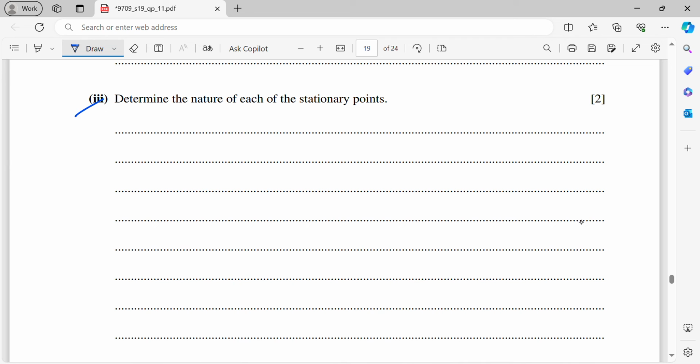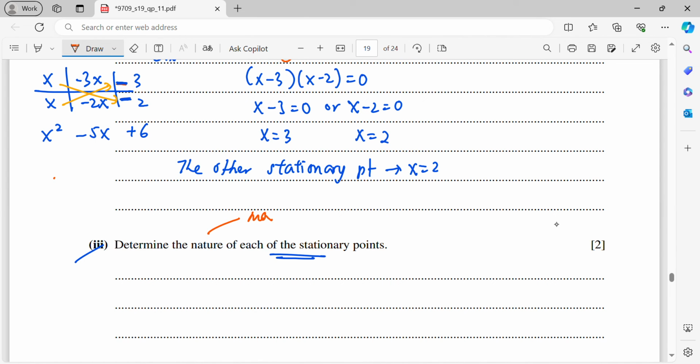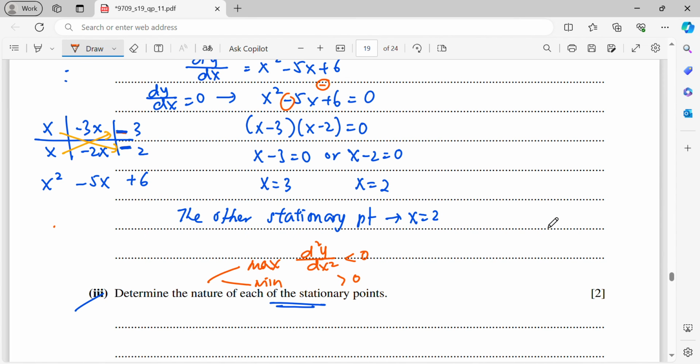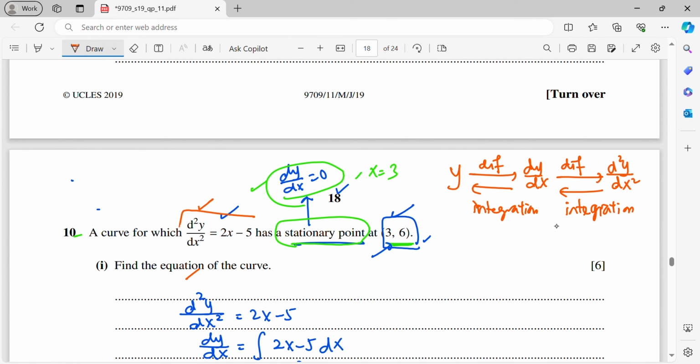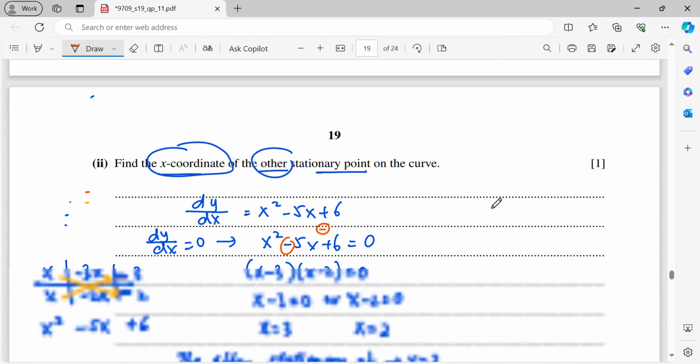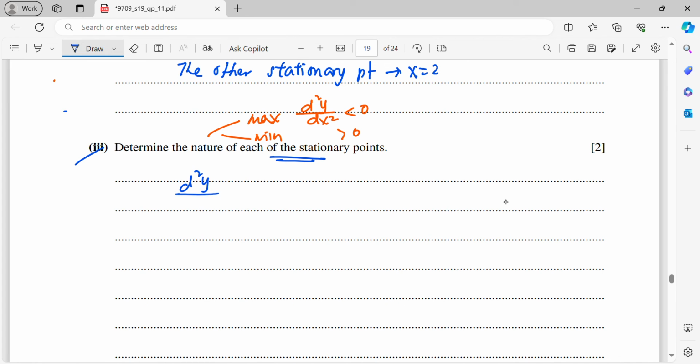Part 3. Determine the nature of each of the stationary points. Nature means either maximum or minimum, right? Maximum means that the second derivative is less than 0. Minimum means it is greater than 0. So now I need to refer to the second derivative expression, which is the form given by the question, which is 2x minus 5. So now d squared y over dx squared is 2x minus 5.